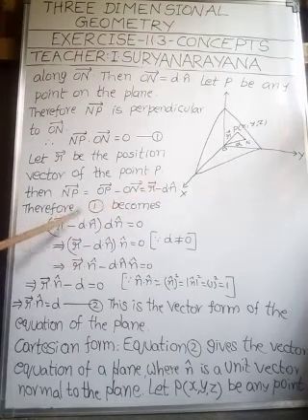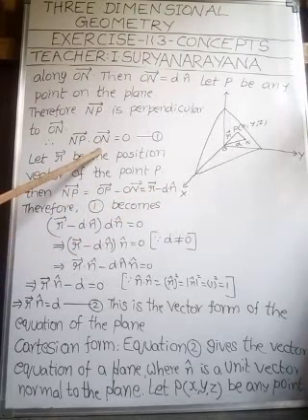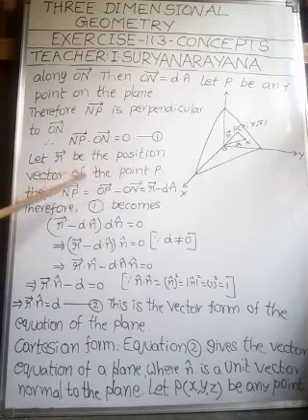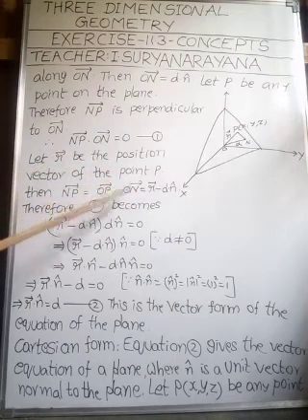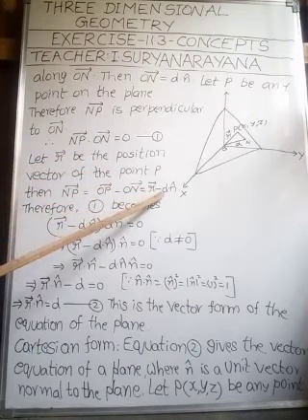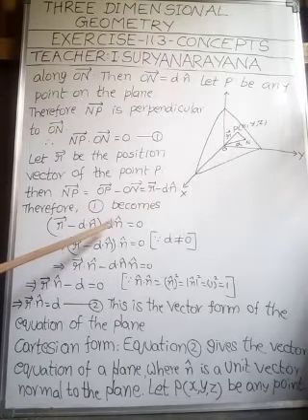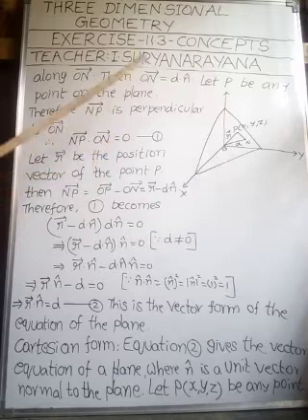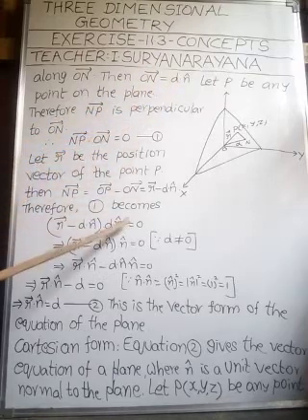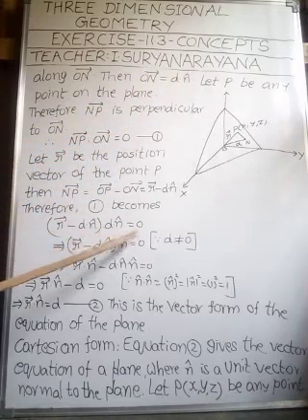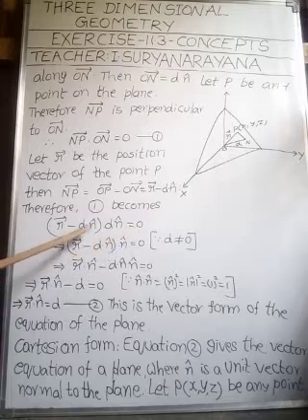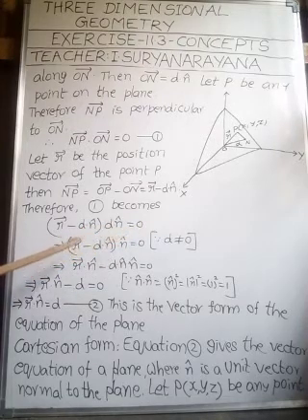Right. Therefore, equation 1. In this equation 1, let us substitute these values. NP bar can be written as R bar minus D into N cap, dot N cap. ON bar is nothing but D into N cap, is equal to 0. Understood this step, my children? Right. Now let us simplify this equation.